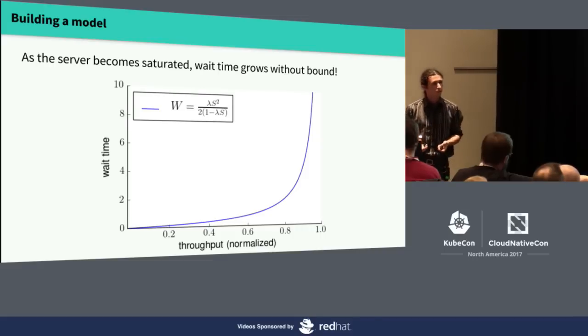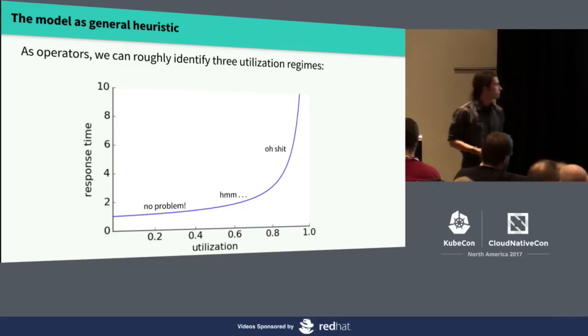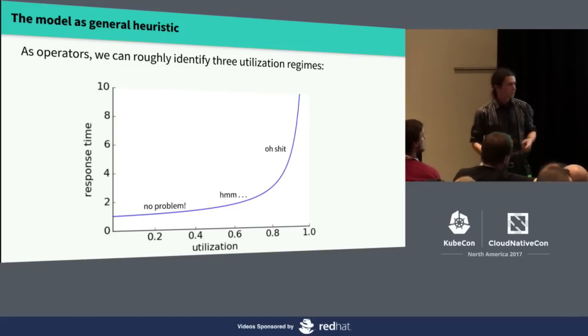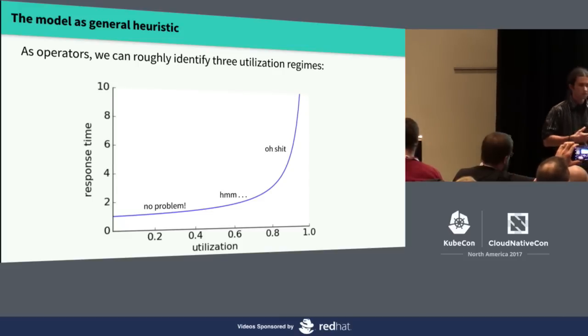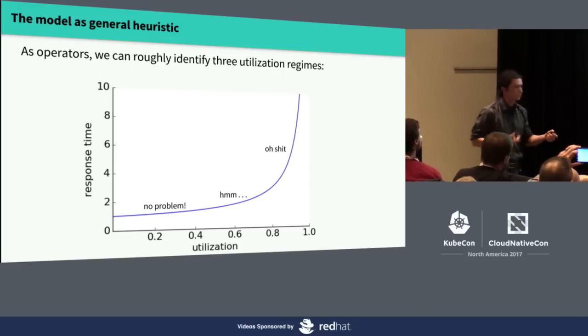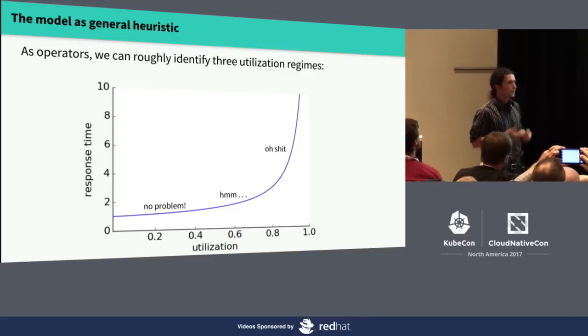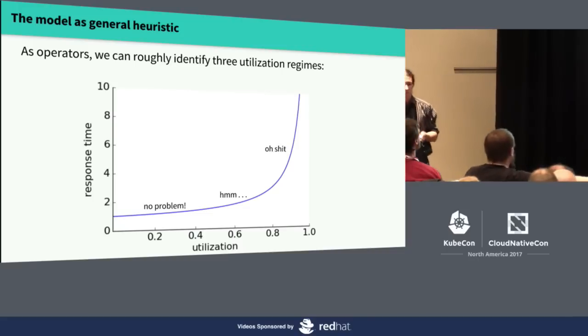Even without actually fitting this to the data that we gathered, we can identify three utilization regimes. You know, when utilization is pretty low, there's no problem. If someone comes along and says, hey, Eben, I think we should run this thing at like 60% utilization instead, that's a conversation that we can have about cost of performance trade-offs. If someone says, hey, we should run this thing at 90% utilization, that's probably a bad idea. So even this relatively crude model gives us some pretty good insights.